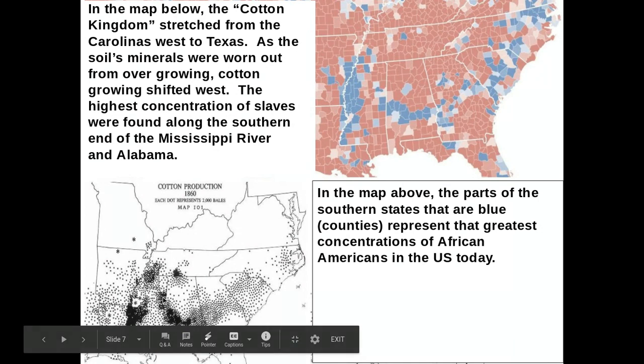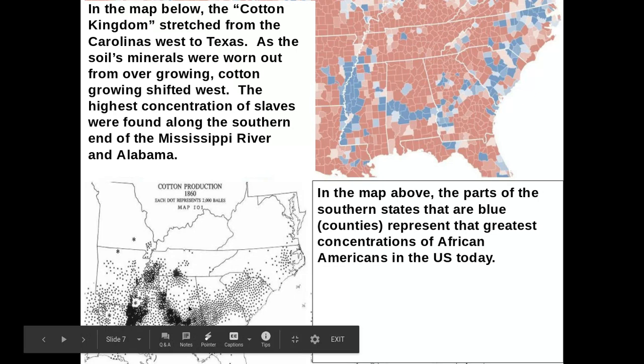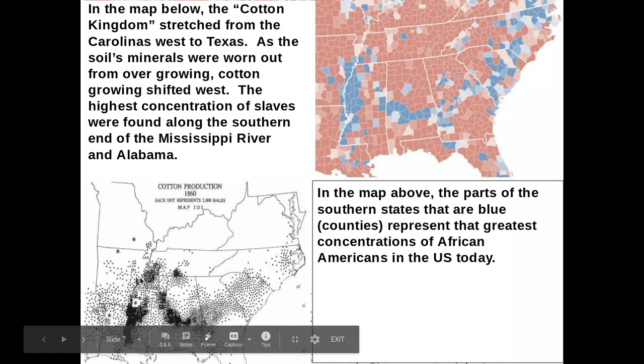So cotton production is becoming king. And this is really going to influence society in the South as well. So all of these dots here represent all the clusters of cotton production. Notice the largest concentrations: Alabama, Mississippi, Louisiana, all along the Mississippi River here.